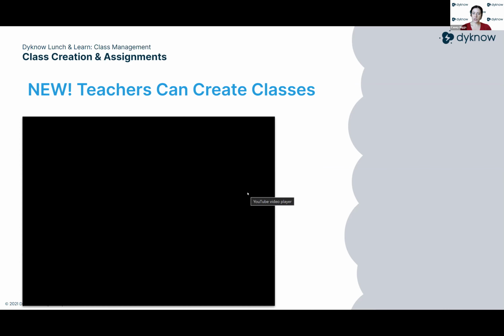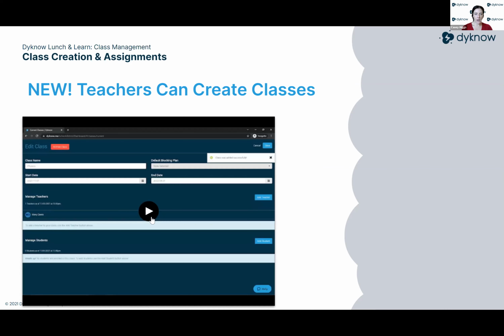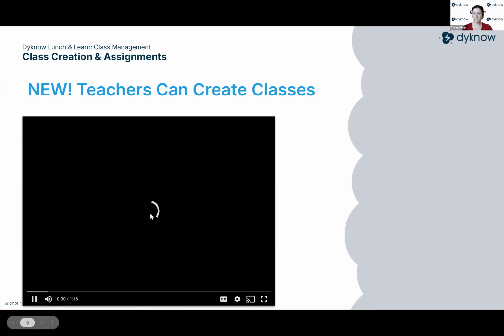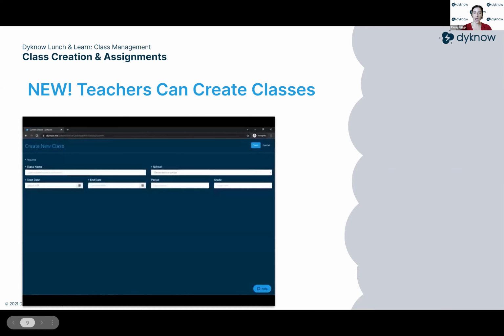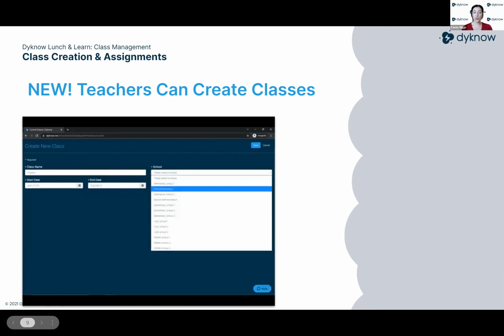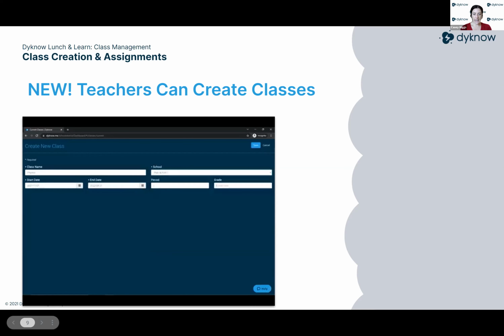The how-to instructions are super easy as well. I've got a little video here to walk you through. On the My Classes page now, teachers will see a Create New Class button in the upper right-hand corner where that Combined Classes button is. You click that, and then you're taken here to the Create New Class page. There are some required fields here that we ask you to fill out: class name, of course, school, the start date, the end date. But then you, of course, can fill out those other optional fields as well.